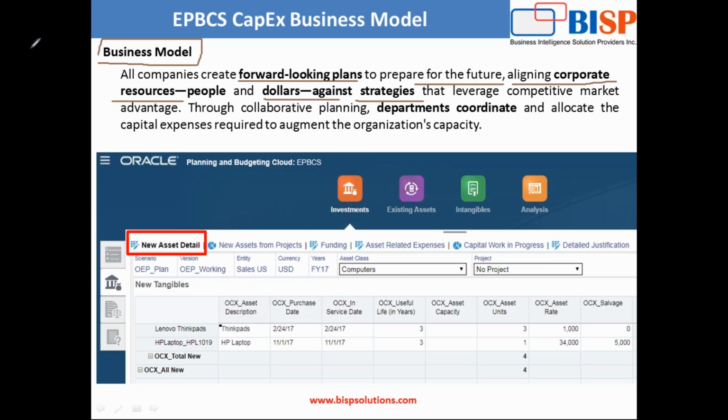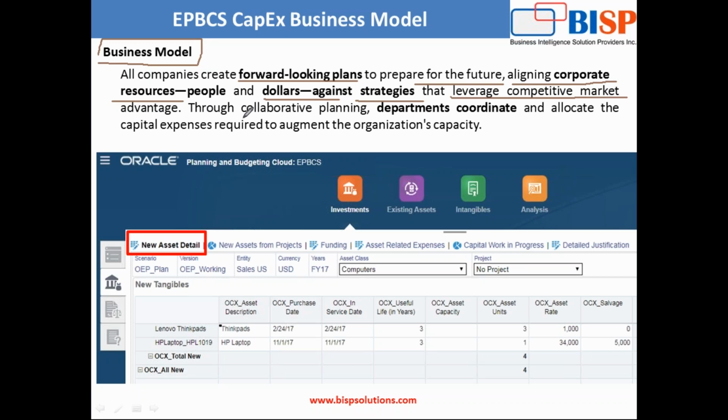So all the investment, buying of an asset, should be in line with the organization's strategy that leverages competitive market. So to remain in the market, to get a competitive advantage, you should prudently utilize your cash and procure assets meaningfully. So this is an important and challenging decision for an organization.